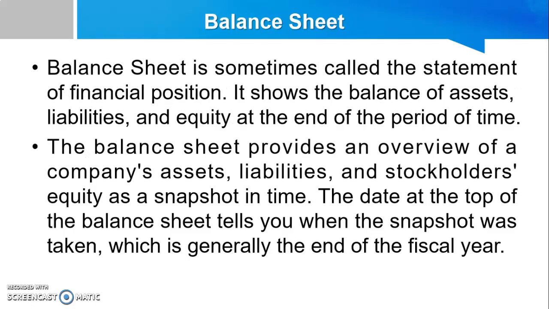Now we talk about the second part of financial statements, that is the balance sheet. The balance sheet is sometimes called the statement of financial position. It shows the balance of assets, liabilities and equity at the end of the period of time. It is called the statement of financial position since it shows the value of the net worth of the entity. You can find the entity's net worth by removing liabilities from total assets.